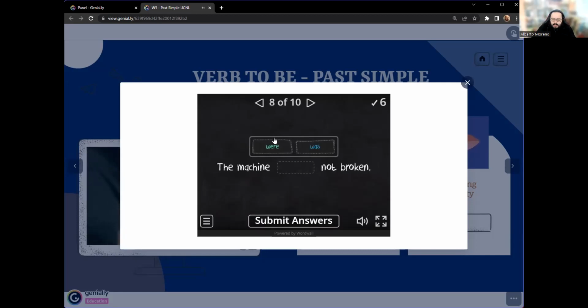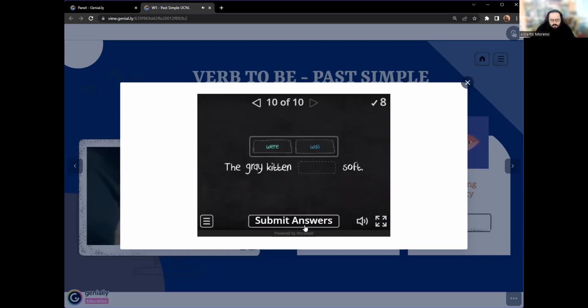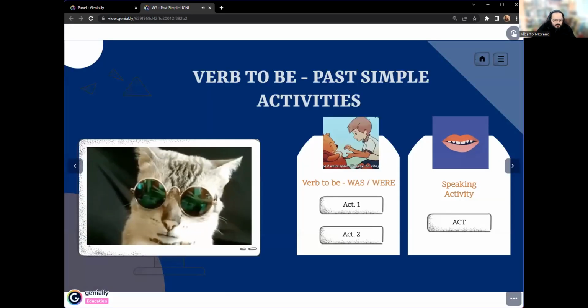The machine were or was not broken. Was not broken. Muy bien. We were or we was careful not to wake. We were. That's right, Mateo. The gray kitten soft. Was. That's right. Give me a second, guys. Denme un segundito.